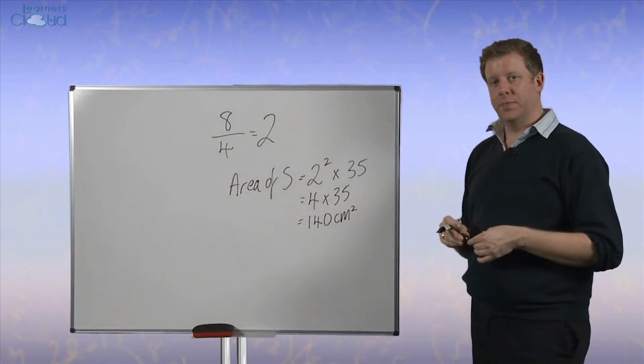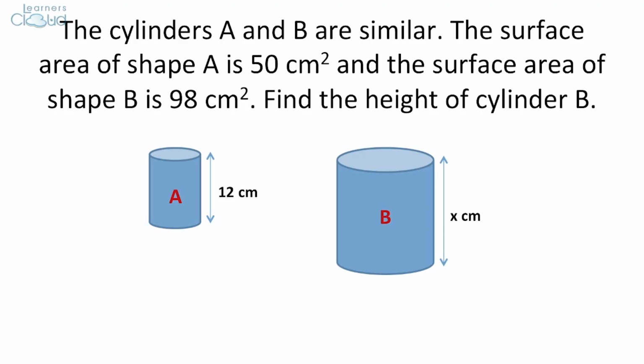Here's another example on area and similarity, but in this question they've actually given us both of the areas already, and they want us to calculate what one of the lengths of the similar shapes is. So let's take a look at the question. It tells us that the cylinders A and B are similar. It says that the surface area of shape A is 50 centimetres squared, and the surface area of shape B is 98 centimetres squared. And what it wants us to do is to find the height of cylinder B.